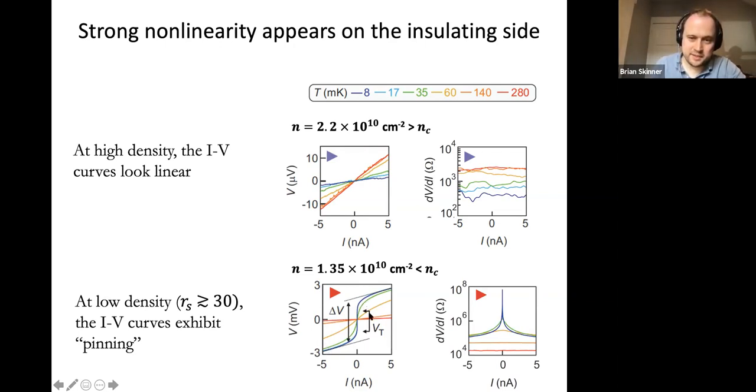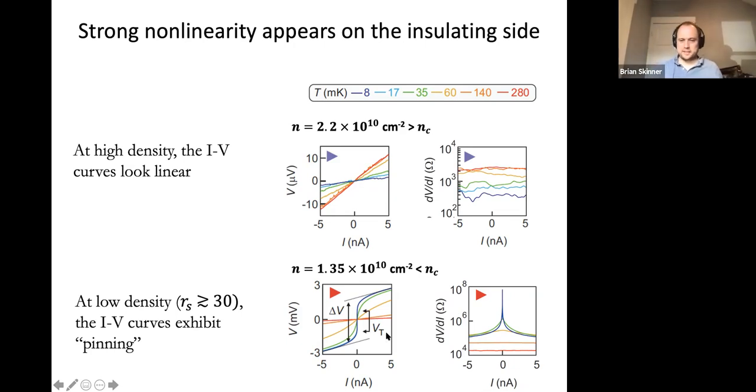So, sorry, these different curves are different temperatures. If you just focus on the lowest one, what you see is that there's a region where the current is pretty much zero for a finite range of voltage. So it's as if you change the voltage and nothing happens until you get to a sort of critical voltage where suddenly the current flows. And this is what you call pinning.